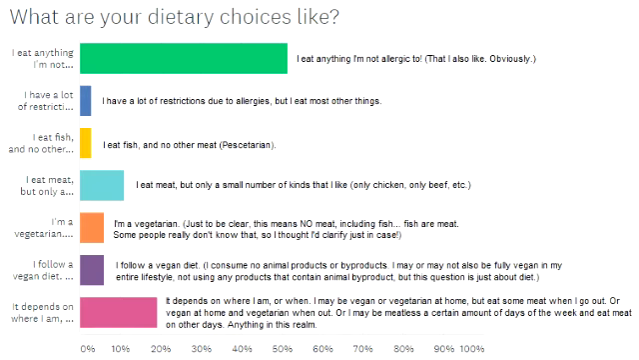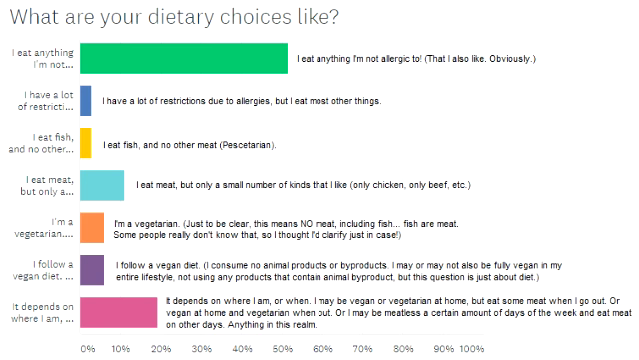And then the last question was, what are your dietary choices like? The options were, I eat anything I'm not allergic to that I also like, obviously. I have a lot of restrictions due to allergies, but I eat most other things. I eat fish and no other meat, pescatarian. I eat meat but only a small number of kinds that I like, such as only chicken or only beef, etc. I'm a vegetarian.